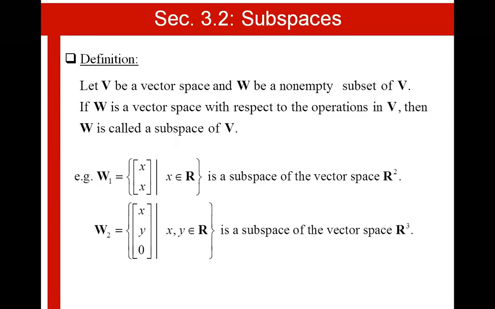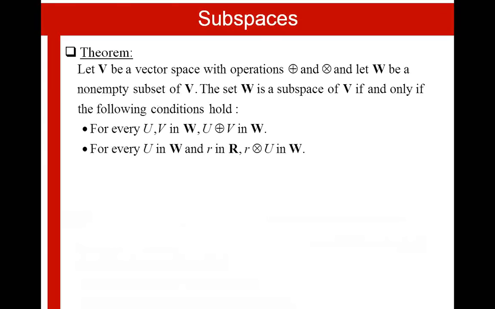Example: the set W1 that includes the vector (x, x), where x belongs to R, is a subspace of the vector space R2, as we will see later. Also, the set W2, which is the vector (x, y, 0), where x and y belong to R, is also a subspace of R3. Let's look at the correct rules for determining whether a particular set is a subspace or not.